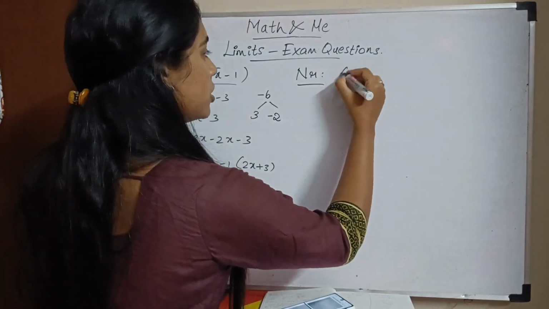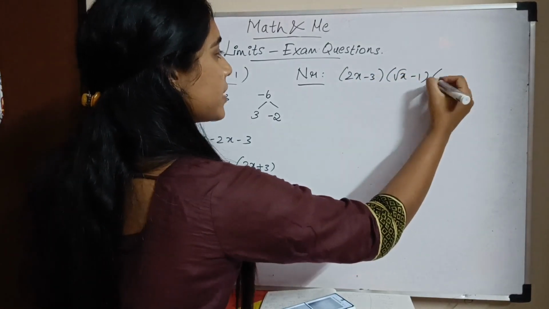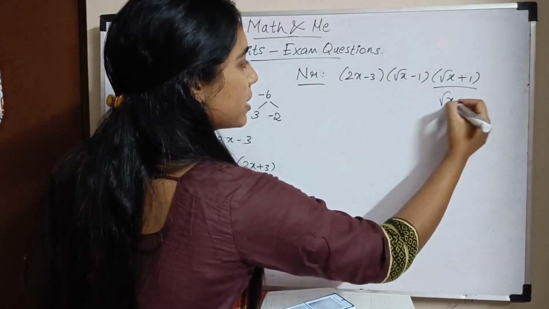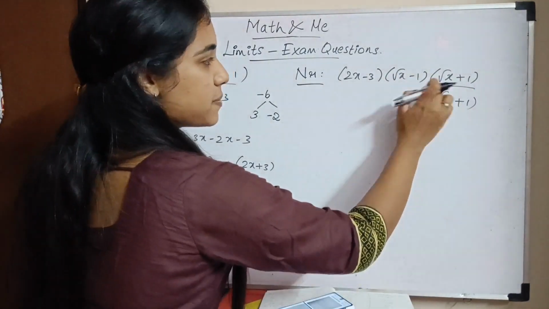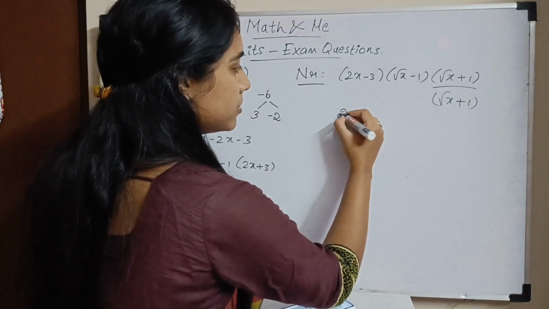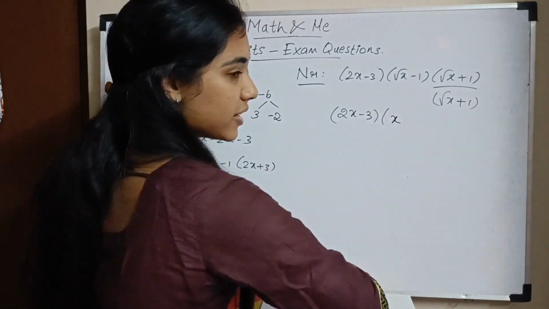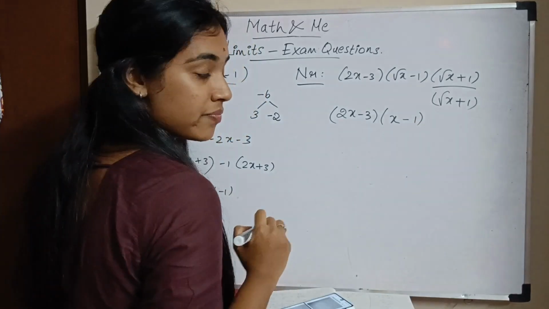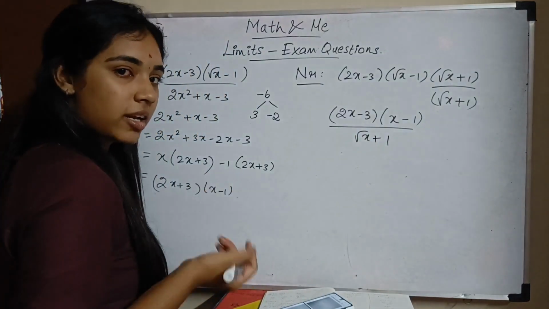So அப்ப என்ன ஆகும்? 2x minus 3 root x minus 1 root x plus 1 divided by root x plus 1. இப்படிதானே rationalize பண்ணுவோம். So what do you have? A minus b into a plus b. என்ன வரும்? A square minus b square. So what does your numerator become? 2x minus 3 times a square, அதாவது root x the whole square, which is x, minus b square, 1 square, divided by root x plus 1. Denominatorல root x plus 1 இருக்கு.